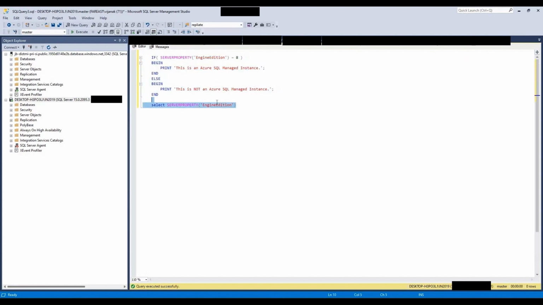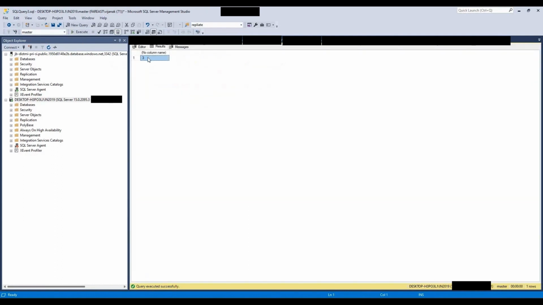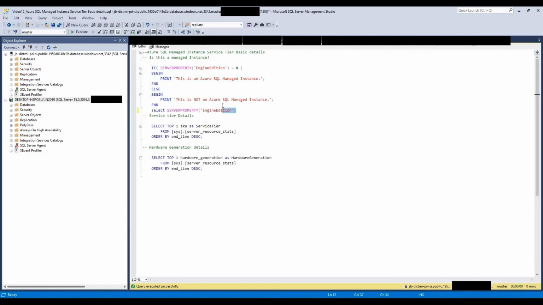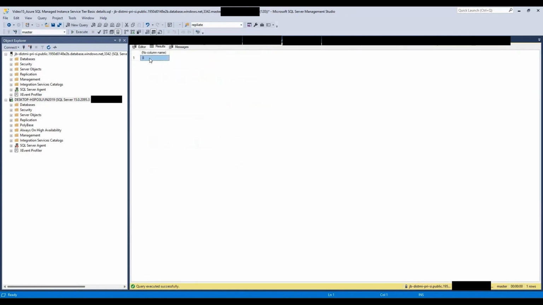Also, let's try executing this query and see what we get as far as on-premise is concerned. It returns a value of 3, and let's do the same thing on managed instance 2 and see what value we get. It should be 8, so let's check that. It is definitely 8.